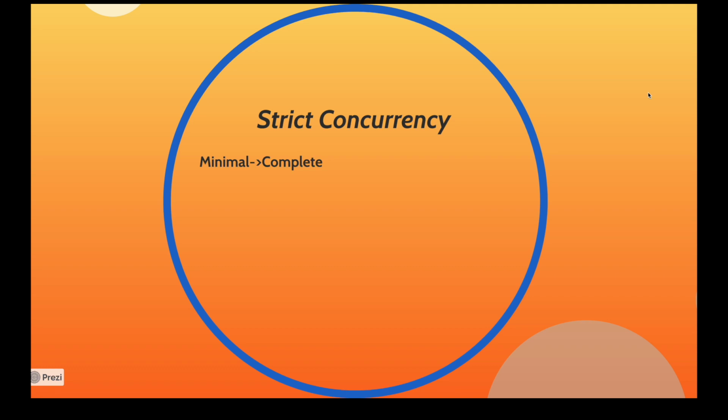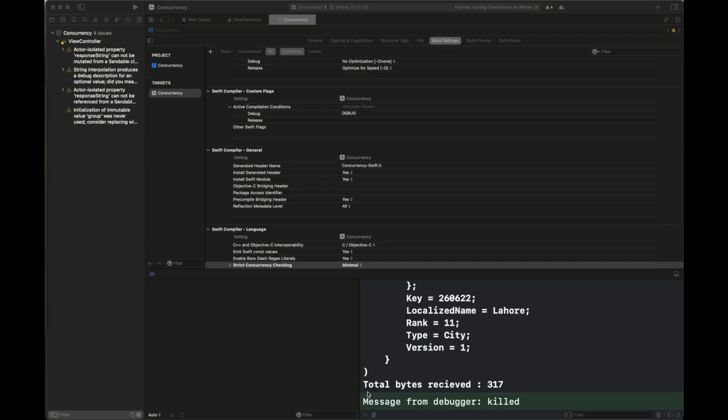And the next feature, which is basically the highlight of Swift 6, is strict concurrency, which can be chosen from different options, from minimal to complete. I'm going to show you here.